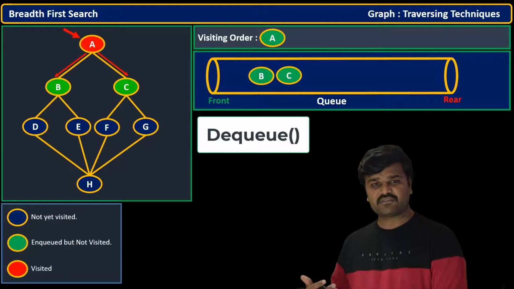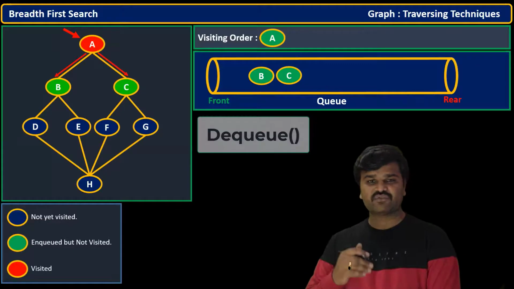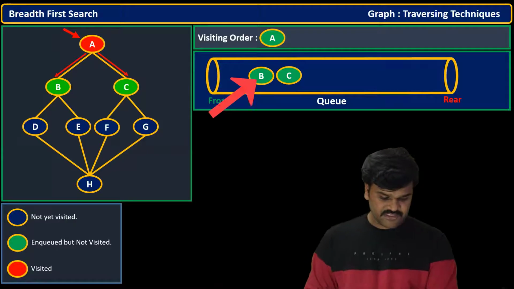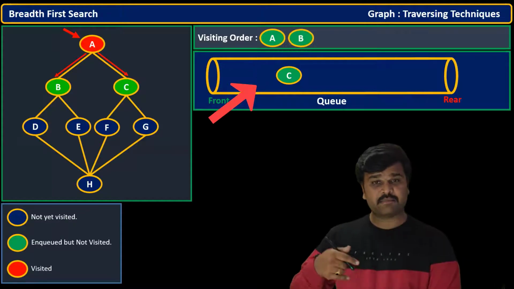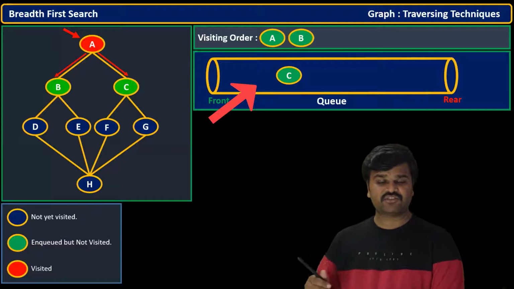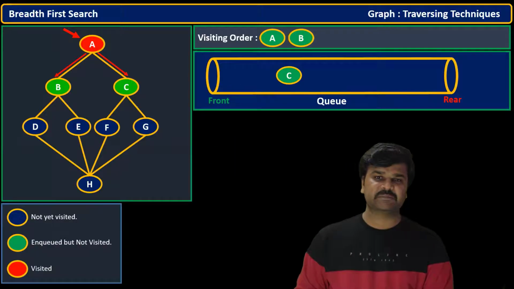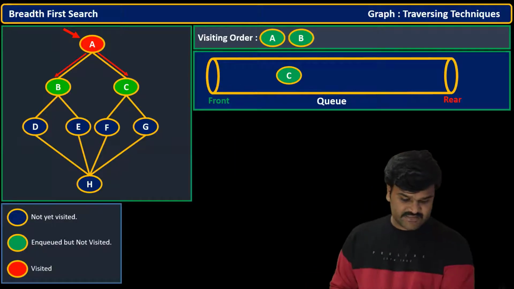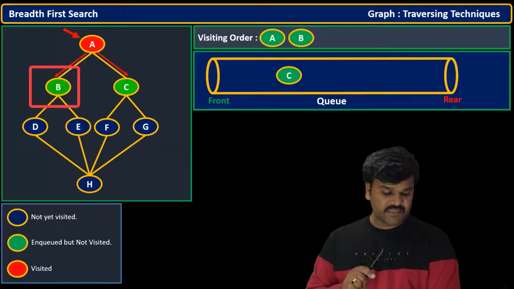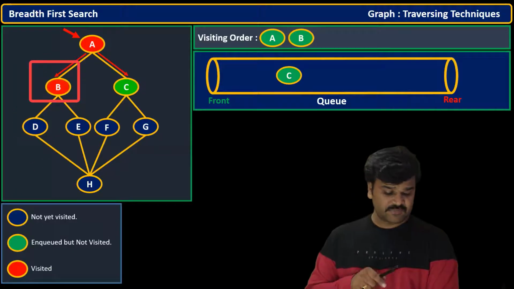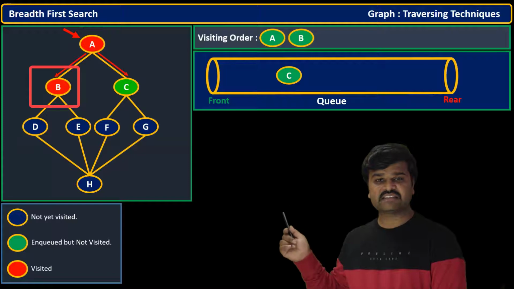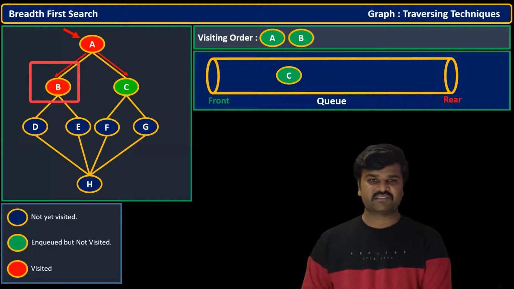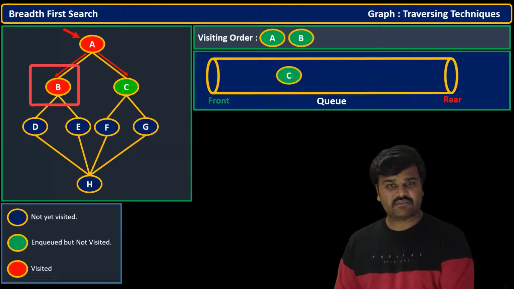Whoever is coming out of the queue, that vertex we are going to visit. So if you perform the DQ operation, B is coming out. That means you are going to visit B next. That is why it is moving from A to B. Because B is visited, its color is changed to red. After that, what do we have to do?